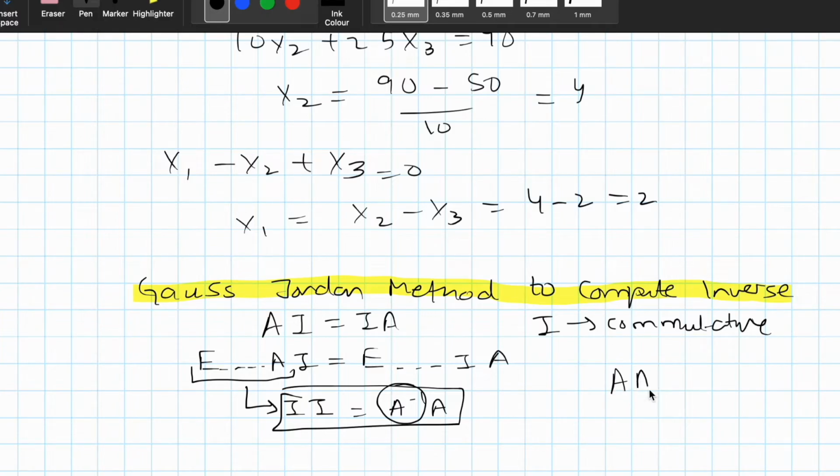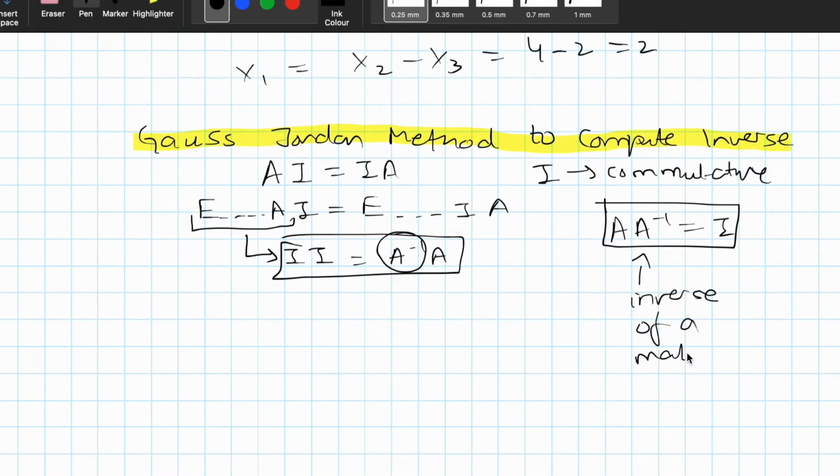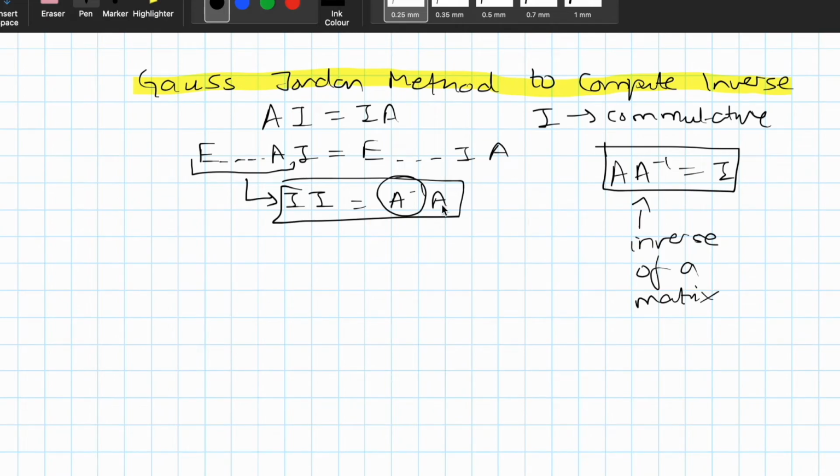What is the inverse of A? The inverse of A is such that when we multiply A by its inverse, it becomes equal to the identity matrix. So this is just the definition of the inverse of a matrix. How does all this work? Let us take an example.